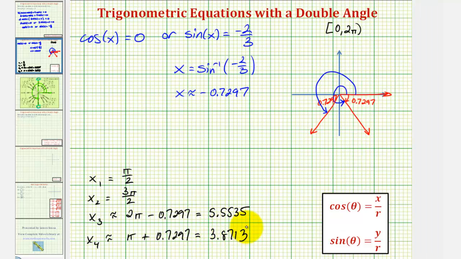So our equation has four solutions over this interval, 1, 2, 3, and 4. Notice two of these are exact solutions, and two of these are decimal approximations.